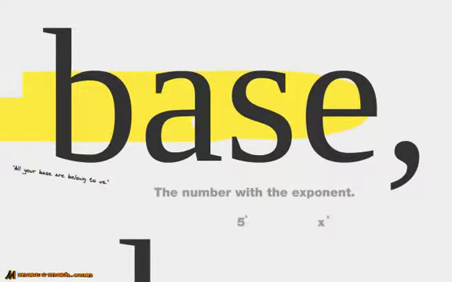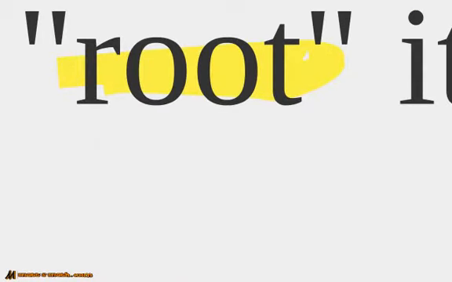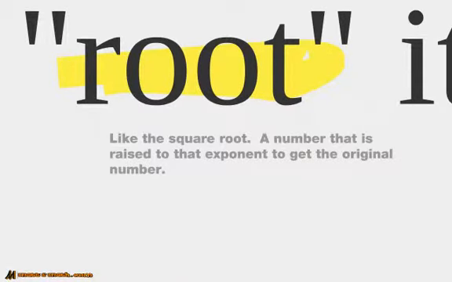With base, it's basically the number with the exponent. So here, it's the 5 or the x. It is that number that's at the base of the exponent. Pretty simple, right? Now the root, a little different. It's like square root. You have heard that before. Well, it's the number that's raised to that exponent, and it gives the original number. So for example, this here is the root. We're taking the square root of 4, and we get 2. 2 is the square root of 4. Makes sense? 2 is the root of 4.